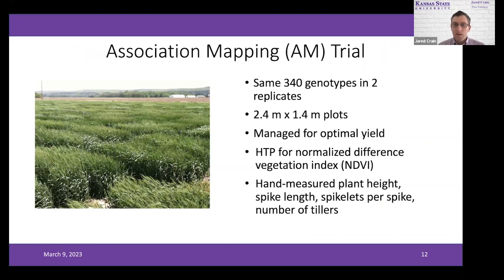And then right beside the single plants, we had the association mapping trial. And these were the exact same genotypes, but they were planted in two replicates in yield plots that were 2.4 by 1.4 meters. And these plots were managed for optimal yield. And the same way with the single plants, we collected NDVI with UAVs and then hand measured the same traits that were collected on the single plants, with the number of tillers being per unit area instead of a single plant.